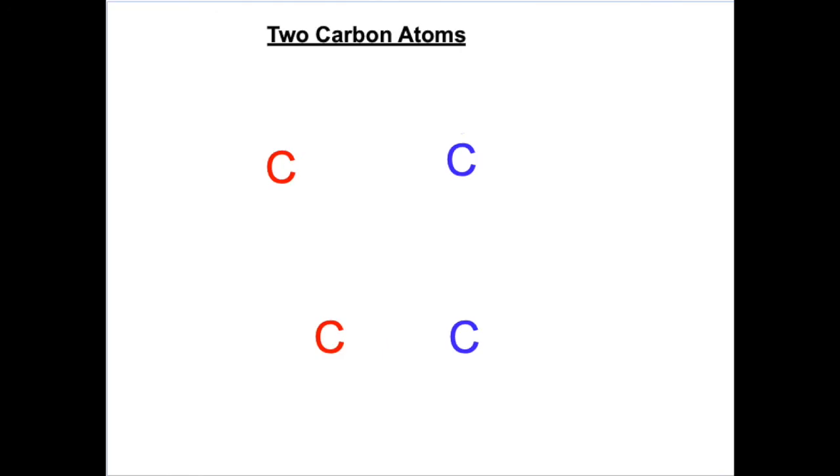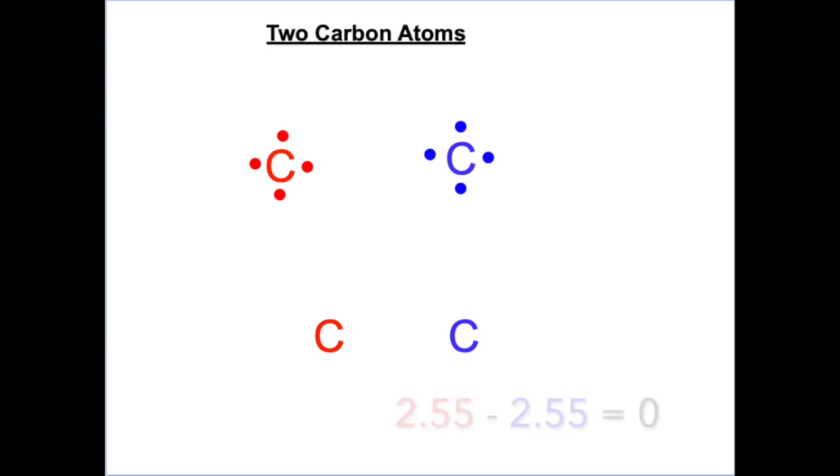Here's our final example: 2 carbon atoms bonding together. Each carbon has 4 valence electrons, and each needs 4 more to fill their outermost shell and become stable. Both carbon atoms are pulling on the 4 valence electrons from the other carbon atom, but both have an electronegativity value of 2.55, so the difference is 0. They will form a nonpolar covalent bond.